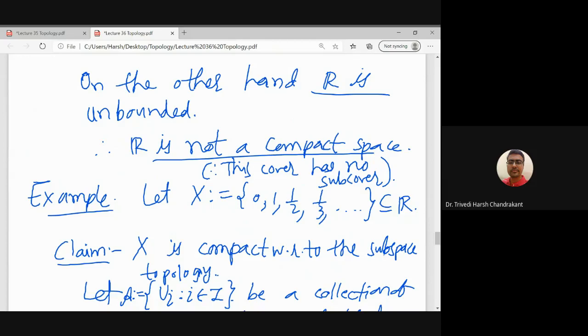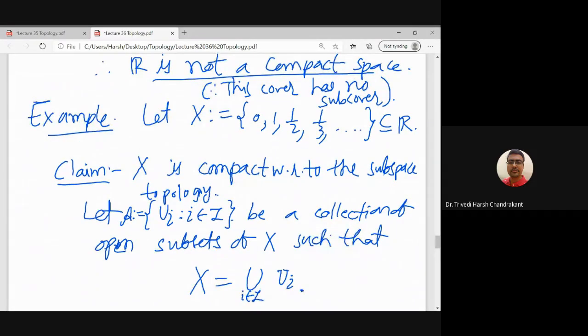So let us try to see one example of a compact space. So this X equal to {0, 1, 1/2, 1/3, and so on}. This is a subset of R, and we will actually show that this topological space is a compact space.